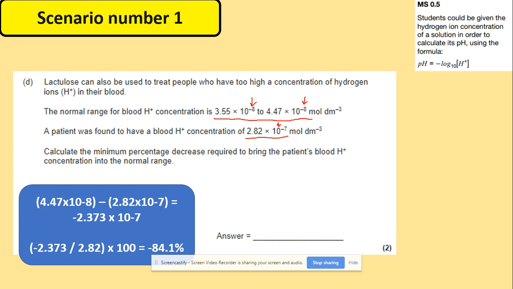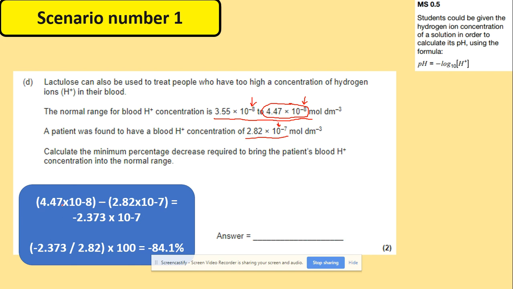So you need to pay attention. You've got different standard forms here. So those are 10 to minus 8. Here we've got minus 7. So you need to calculate the minimum percentage decrease required to bring the patient's blood hydrogen ions concentration into the normal range. So looking at the standard form, the closest number that we could achieve from there is that one. So that will still be in the normal range of the hydrogen ions in the blood.